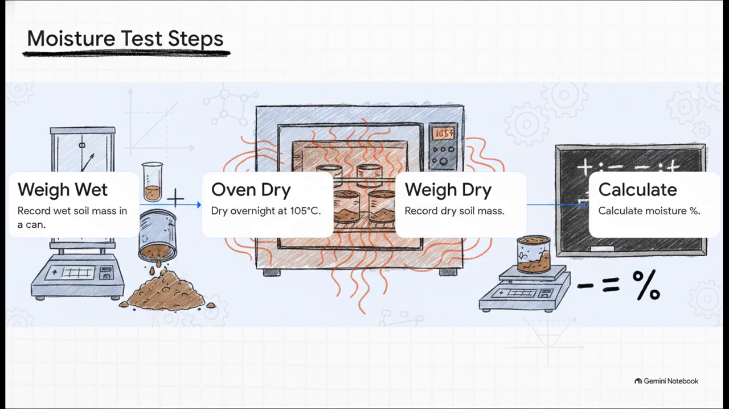Pay close attention to that temperature setting, exactly 105 degrees Celsius. If you fail to maintain this exact temperature, you might leave residual moisture behind, or even worse, burn off organic matter, which will completely ruin your density calculations. Finally, you record the dry mass and calculate the difference.